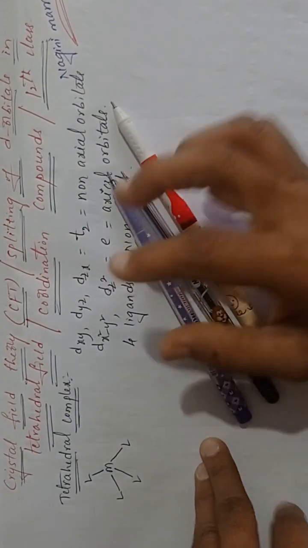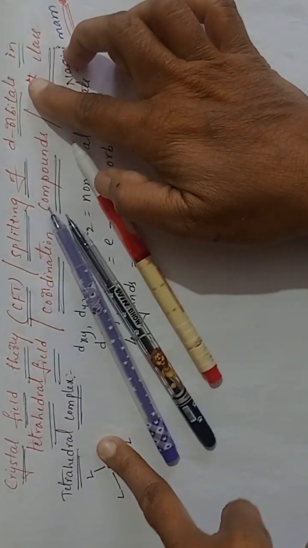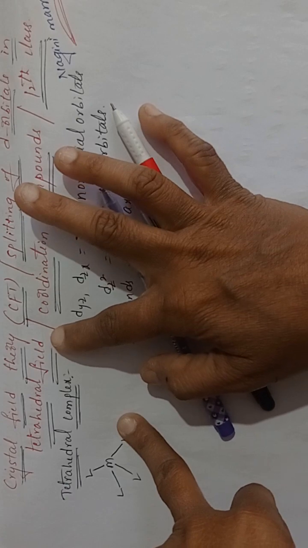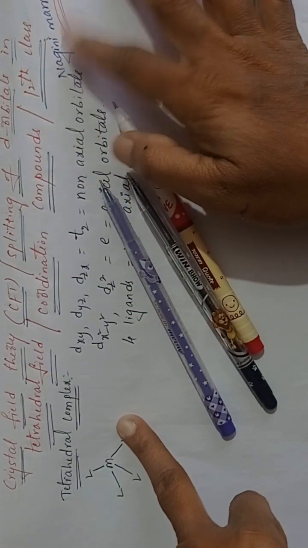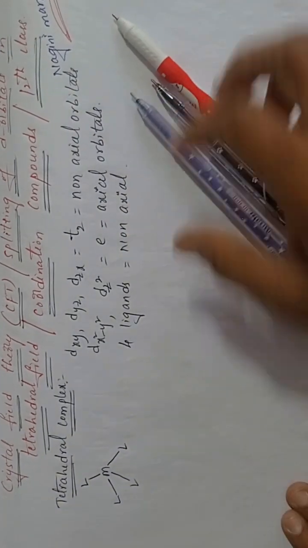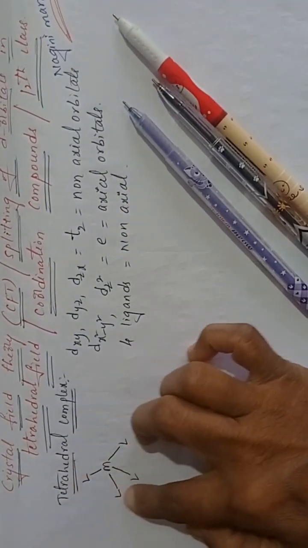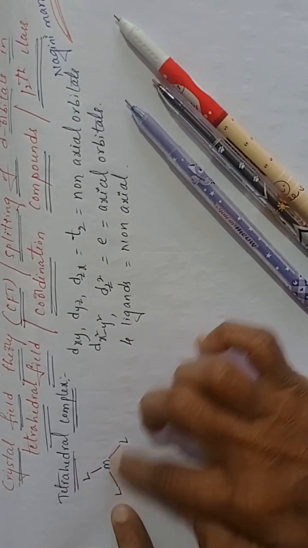Thank you students. In today's session I am going to discuss the crystal field theory, splitting of d orbitals in tetrahedral complex. This is a topic from coordination compounds, 12th class. Now see here, tetrahedral complex. If I take a tetrahedral complex, this is the central metal atom. A total of 4 ligands are occupied around the central metal atom.